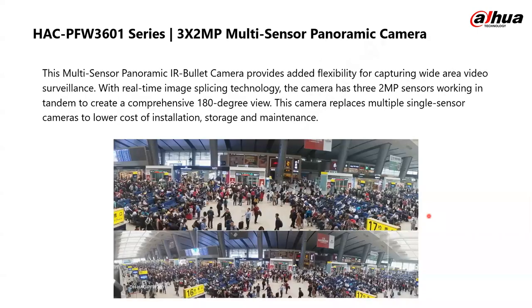So we have more. This multi-sensor panoramic IR bullet provides additional flexibility for capturing a wide-area view for video surveillance. It also provides real-time image splicing technology, with a camera that has three 2-megapixel sensors working in tandem to create a comprehensive image. This provides a maximum 180-degree view, and replaces single-sensor cameras to lower the cost of installation and storage space.